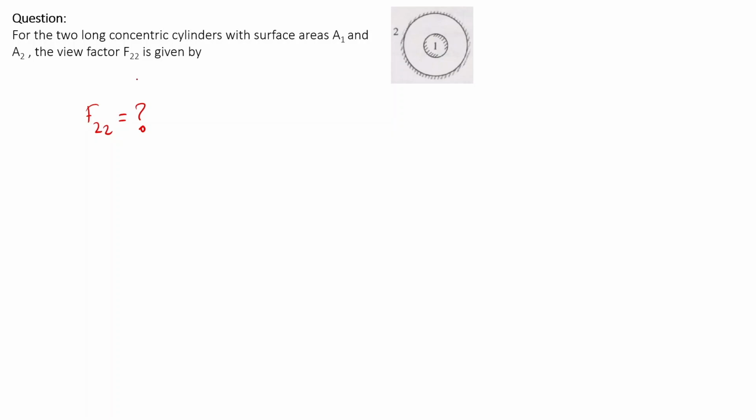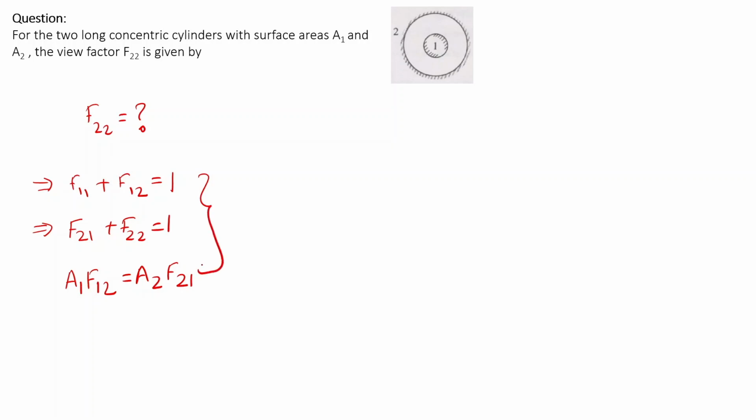From the summation rule we can write F11 plus F12 is equal to 1. Also we can get F21 plus F22 equal to 1. The other thing that we can write, from the reciprocity theorem, is A1 F12 is equal to A2 F21. So we shall be using these three equations to find the final answer.